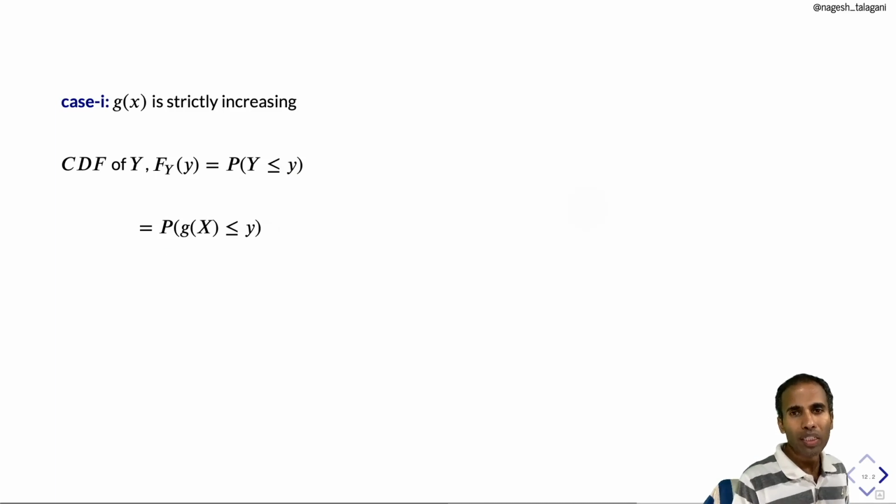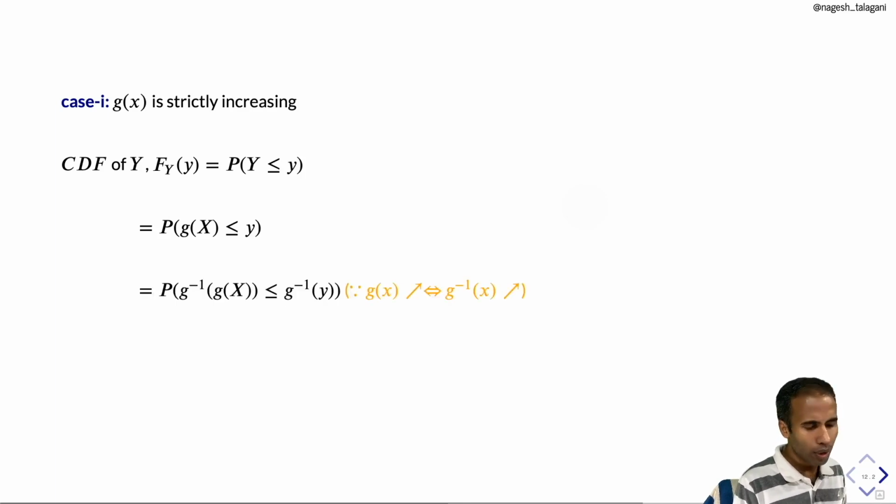You should know one thing. g is strictly increasing if and only if g inverse is strictly increasing. At least you can check in terms of the derivative: the derivative of g is positive if and only if the derivative of g inverse is positive. Feel free to check that. Now if I take g inverse on both sides, we still have the same inequality, so the probability of g inverse of g of X less than or equal to g inverse of y, because g inverse is also strictly increasing.